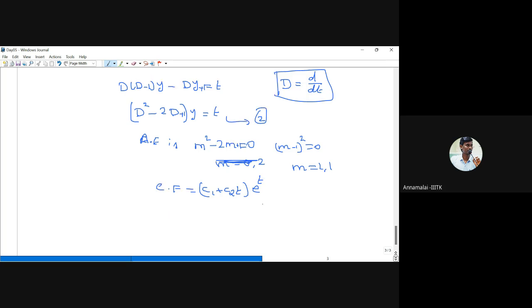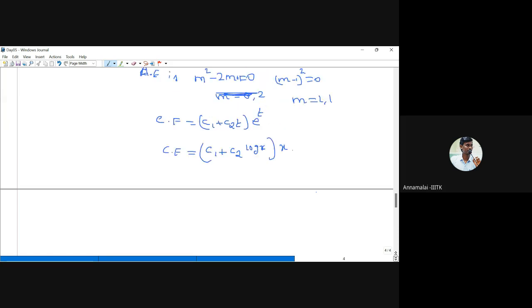After that, finally you have to replace t by log x. So maybe now itself we can replace: the complementary function for the original one is c1 plus c2 times, what is t? t is nothing but log x, times e power t, e power log x. So e power log x is nothing but just x. Okay, so this is the complementary function for the original problem.